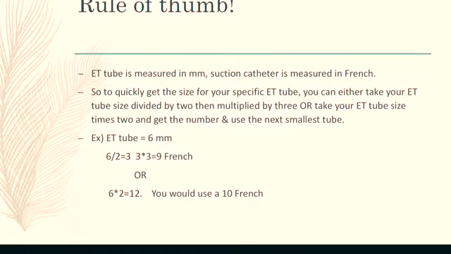Rule of thumb. Your ET tube is measured in millimeters. Your suction catheter is measured in French. So to quickly get the size needed for your specific ET tube, you can either take your ET tube inner diameter size, divide by 2, and then multiply by 3 and get your size. Or take your inner diameter times 2 and get the number and use the next smallest tube.